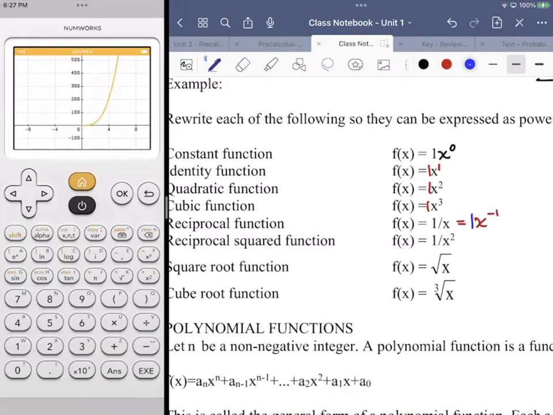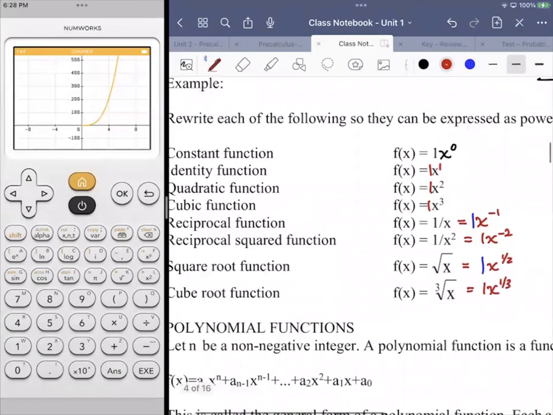All right. Same idea for the next one. This would be 1x to the negative second. X to the 1/2 power is the same as the square root with an understood coefficient of 1. You do the same thing with the cube root, 1x to the 1/3. All right. So they might be simplified, but they're all basically following the definition of a power function.